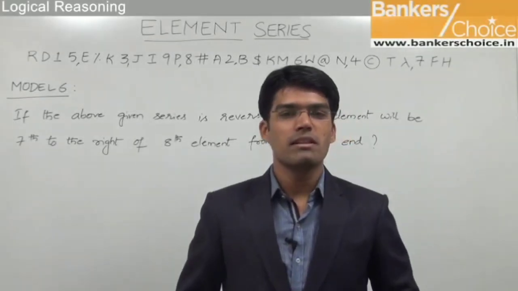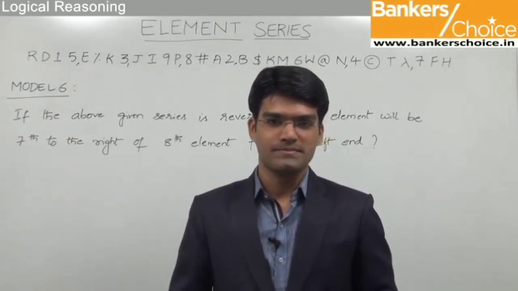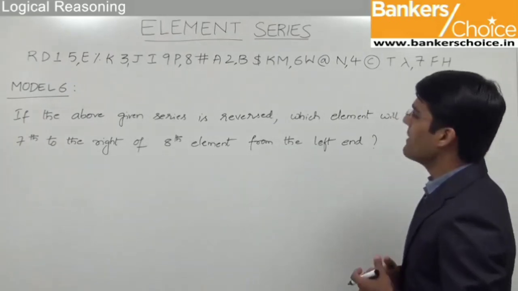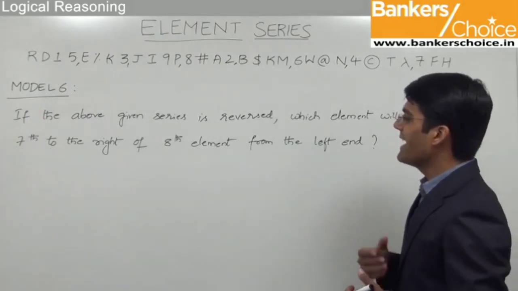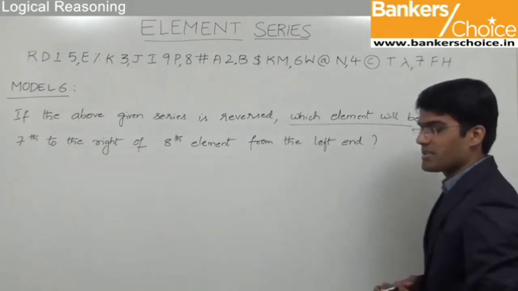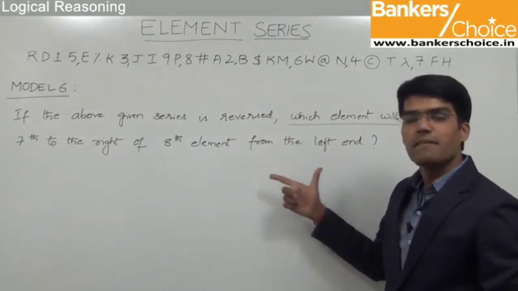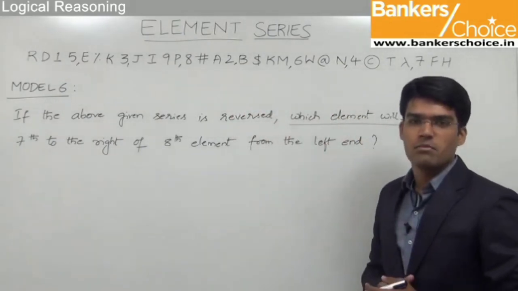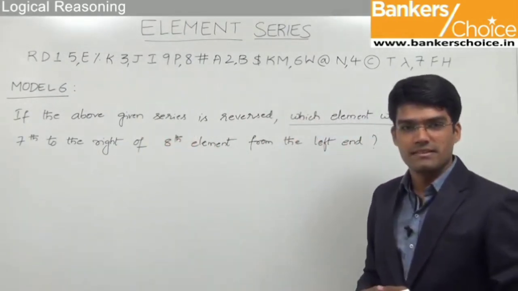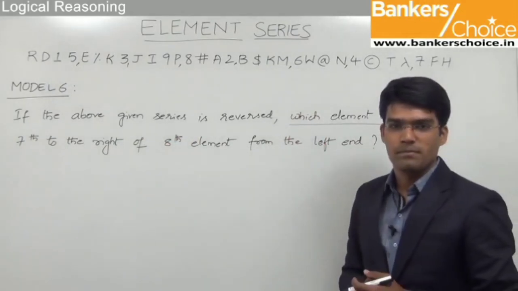Let us now take the sixth model from element series, which is again similar to model 4 but with a condition given in the question. The question here is, if the above given series is reversed, which element will be 7th to the right of 8th element from the left end? Again, the second part of the question, that is, which element will be 7th to the right of 8th element from the left end, is the same as we have discussed in model 4. But the condition in the question is, the above series is reversed. That means the left end becomes the right end and the right end becomes the left end.